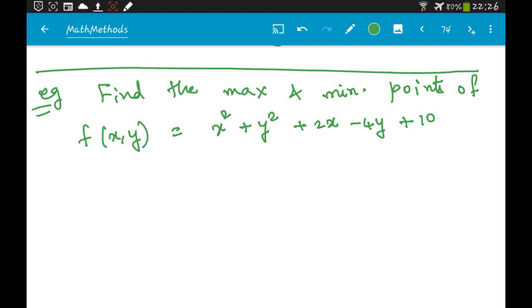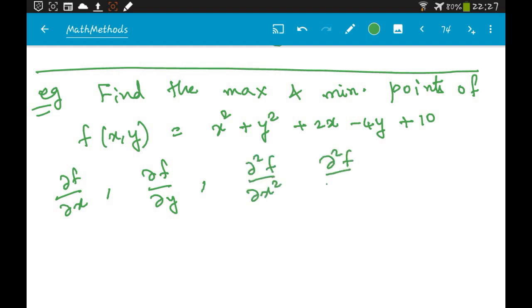So let's first find out what are the first things we need to find out. Dou f by dou x, dou f by dou y, and then dou square f by dou x square, dou square f by dou y square, and dou square f by dou x dou y. So these are all the quantities that we need to find.